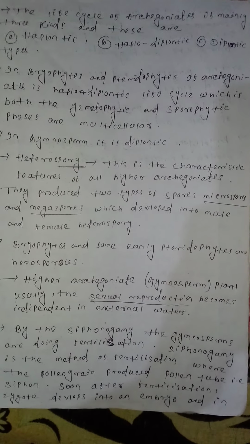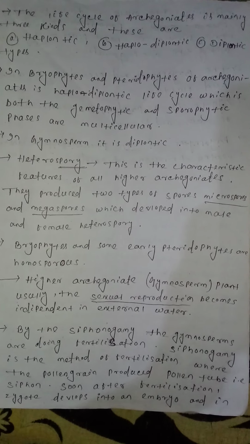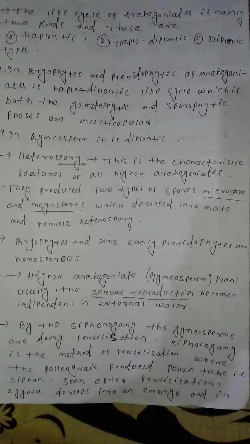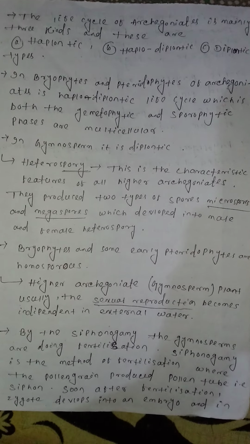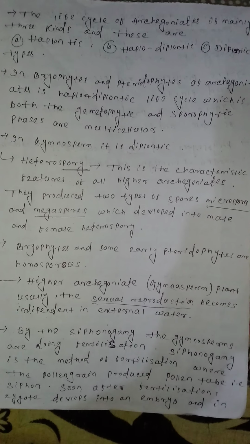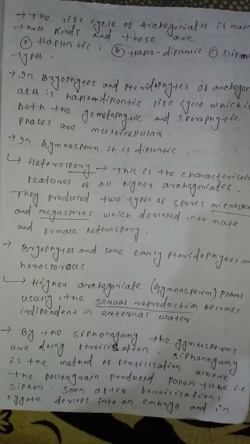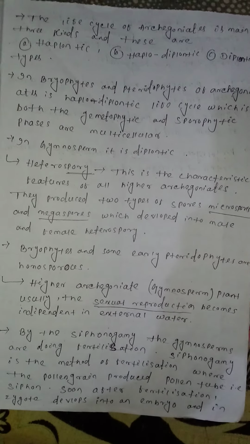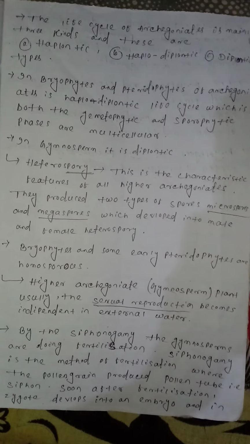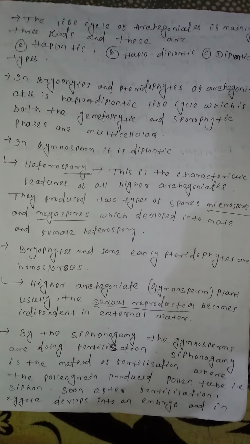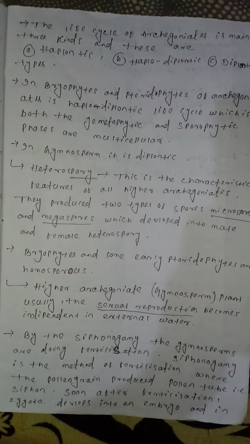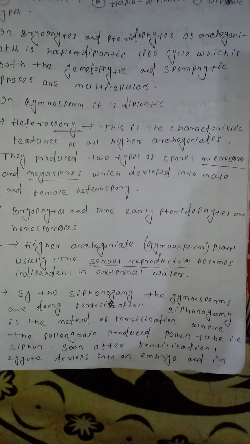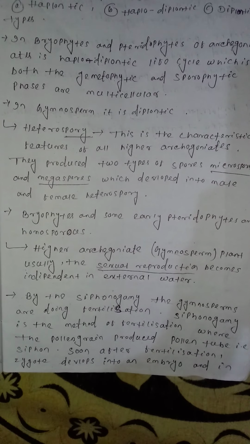In higher archegoniads, that is the gymnosperm plants, sexual reproduction becomes independent of external water. External water means water on the surface, not inside the water. Then the next point is siphonogamy.